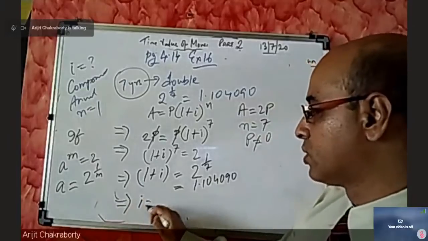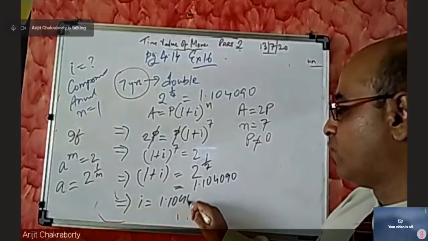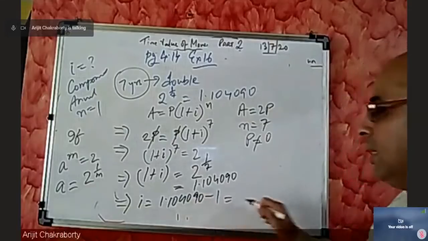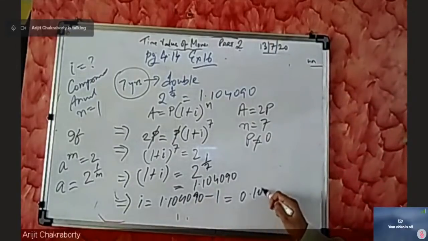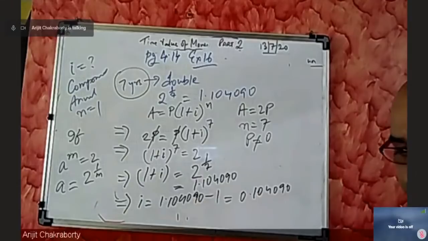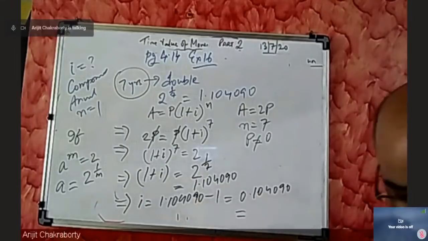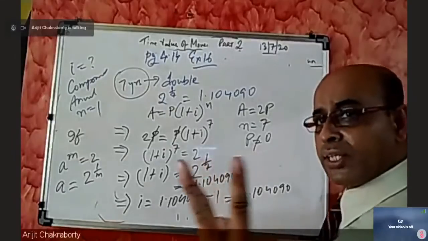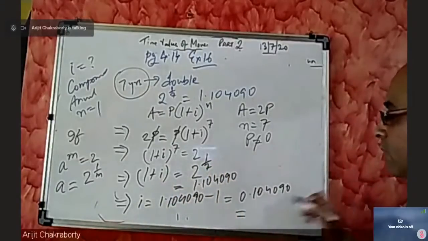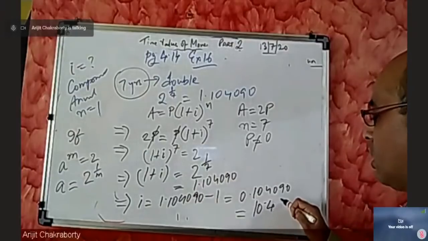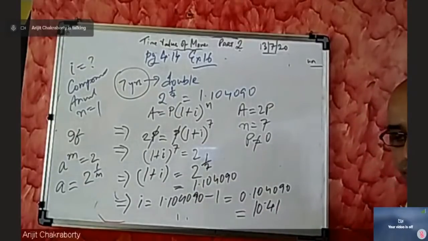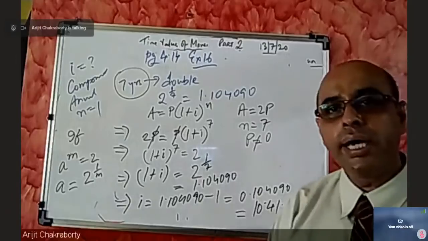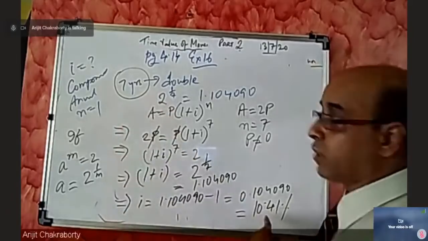Therefore, i is equal to 1.104090 minus 1, that is 0.104090. So this is roughly equal to how much? Taking 2 digits after the decimal approximately, this comes to 10.41, so I will take 10.41%. This is how we have followed this formula.